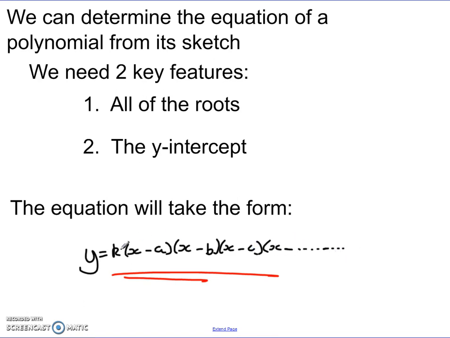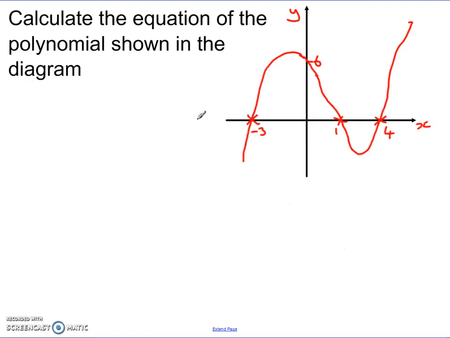Now, these all come from different bits of information we get. So the brackets with the x minus a, b, c, etc., these come from the roots. So that's why we need the roots. They tell us this main part of the equation. The y-intercept tells us this. So the y-intercept tells us the value of k, the coefficient at the front of the equation. Now, the easiest way to show how these bits of information come together is with a couple of examples. So here you go.